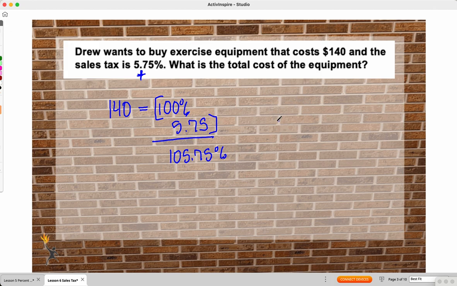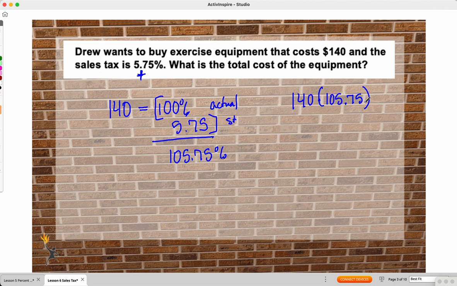So we're going to set this kind of problem up as once I've added my actual cost and then my sales tax, this is what I'm going to multiply. So I'm going to go 140 times, or in parentheses, 105.75. And then I'm just going to type it into my calculator.